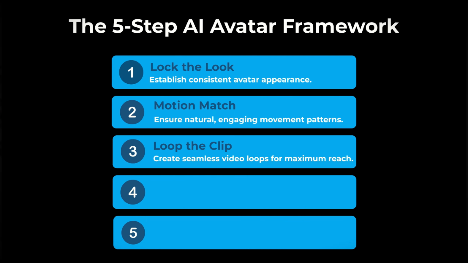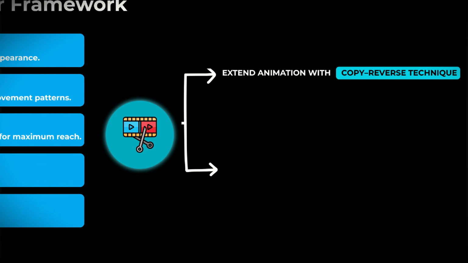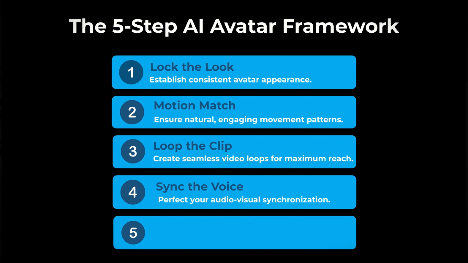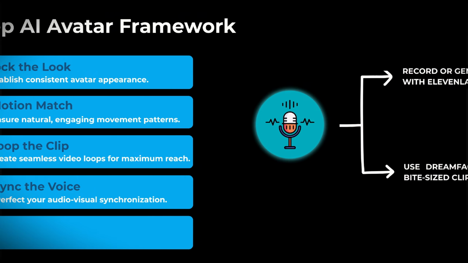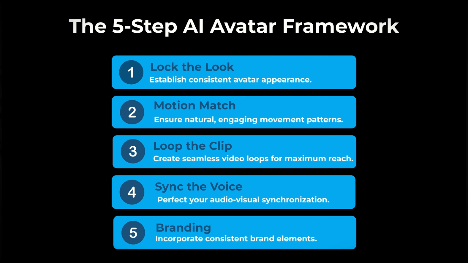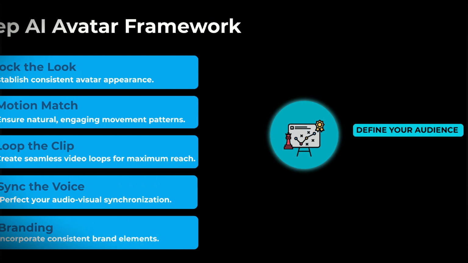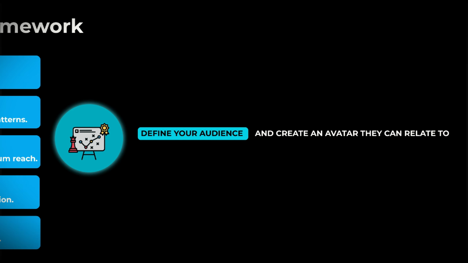Step 3. Loop the clip. Extend animation with copy reverse technique. Create 10 to 30-second seamless loops. Step 4. Sync the voice. Record or generate voice with ElevenLabs. Use Dreamface to lip sync with bite-sized clips. Step 5 or Step 0. Brand the avatar. Define your audience and create an avatar they can relate to. This is the exact system I use to create my talking avatar.